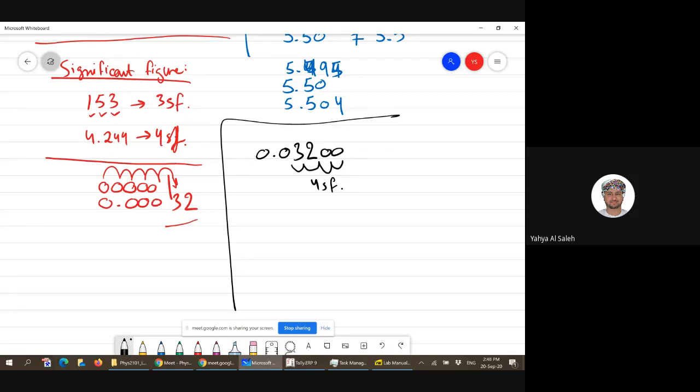Why do I say this? Because this tells me how accurate my reading is. Now, I myself sometimes get very confused by this. So the general rule I try to remember is: 0 on the left, if there is no other number, doesn't count.